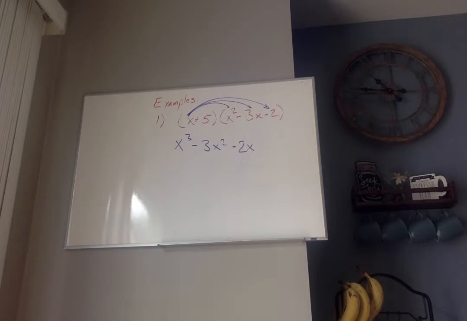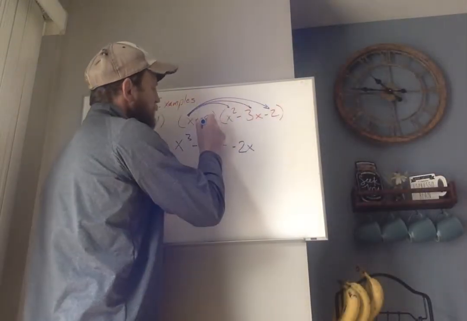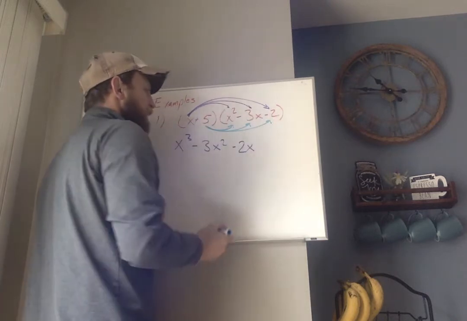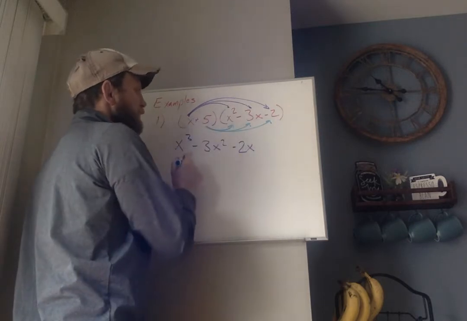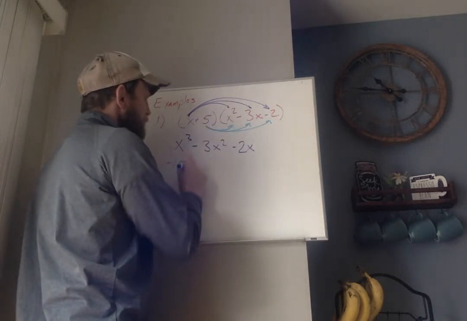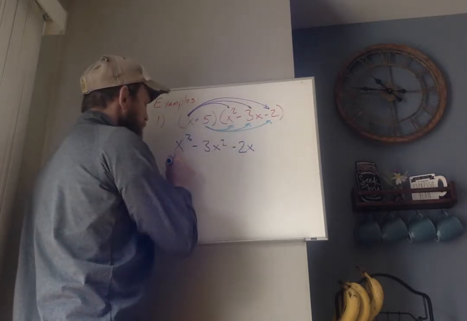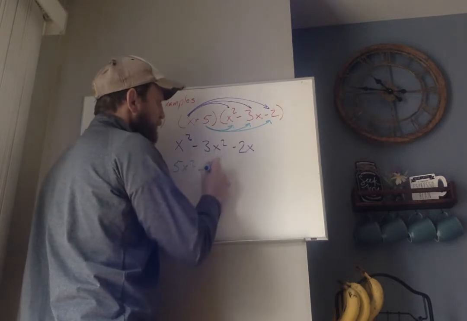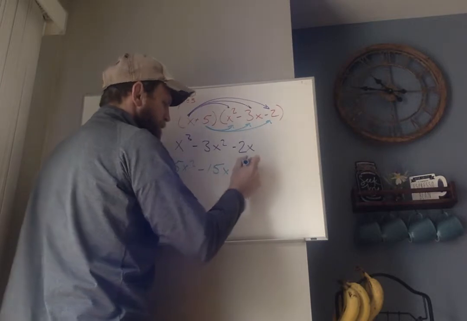And now we're going to go ahead and do the 5. I'm going to distribute the 5 to everything. So notice I draw my arrows in. My bad. 5 times x squared is 5x squared. 5 times negative 3x is negative 15x. 5 times negative 2 is negative 10.